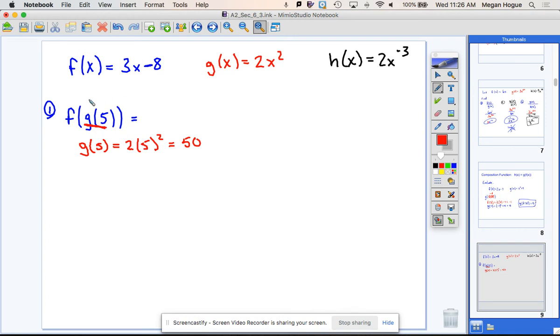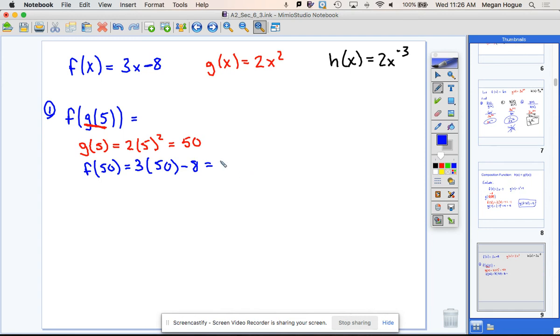You work your way out. So now the 50 is going to get plugged into f. So then you're going to do f of 50. You're going to show me that label. Part of what you're getting credit for is that label. So f of 50, that tells you to take 50 and plug it into the f equation. So f of 50 minus 8. Plug that into your calculator. Do it in your head, whatever you're comfortable with.